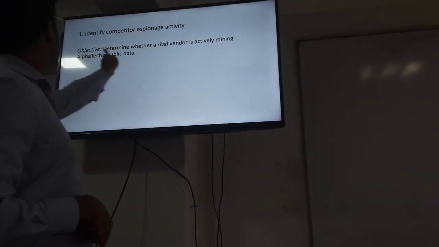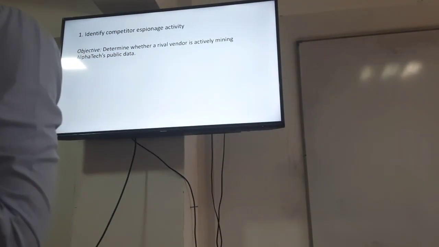So I have broken down these things. Now this is the first part: identify competitor expenditure activity. This is exactly what he said. This is basically determining what the rival vendors are actively mining. Yes, so it's his answer, right? That's one part. Number two. No one had this answer, but this is also another part.